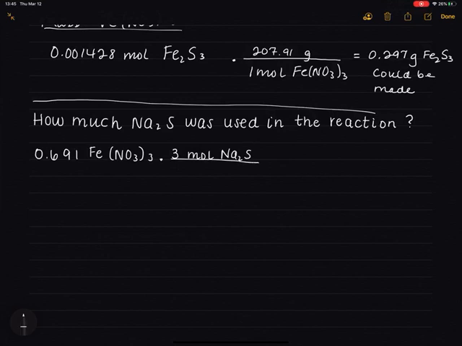We start our problem the same way. If we're going to run out of this, we think about how much of my sodium sulfide I would need in order to consume all of it. As always, I go to moles. Then I think about going from moles of what I have to moles of what I'm interested in. This time it's the sodium sulfide.